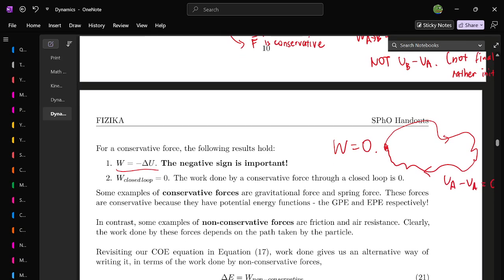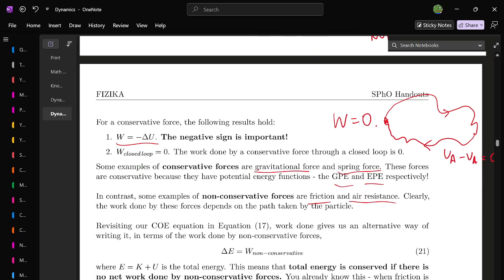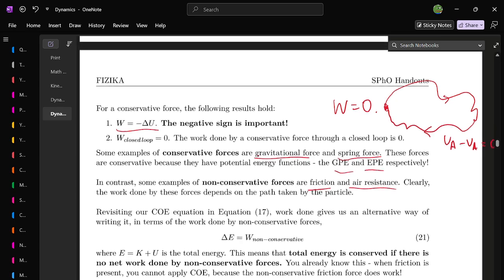So some examples of conservative forces are your gravitational force and your spring force. How do you know it's conservative? It's quite easy to tell because GPE and EPE are defined, and you can only define potential energy for conservative forces. In contrast, non-conservative forces include your friction and your air resistance, because you don't have something called a friction potential energy or an air resistance potential energy. It's just not defined. And also, clearly the way you move your object through friction or air resistance will matter in the amount of work done. And when you move it through a closed loop, clearly it still does work. So they are not conservative.